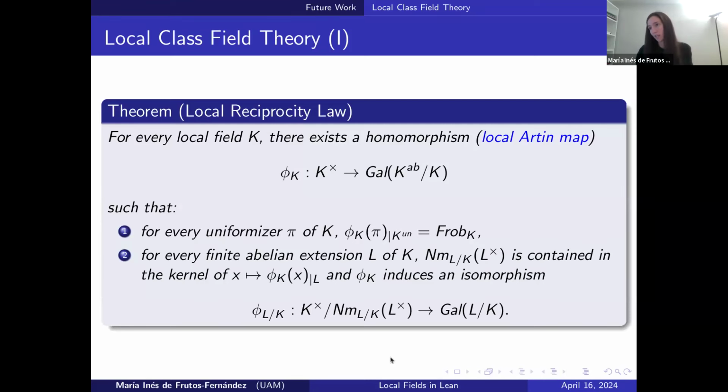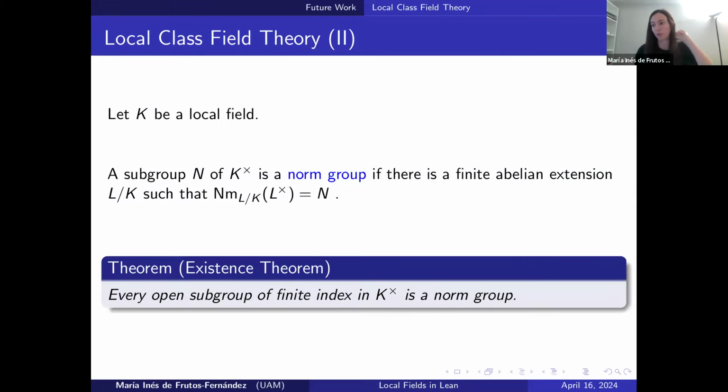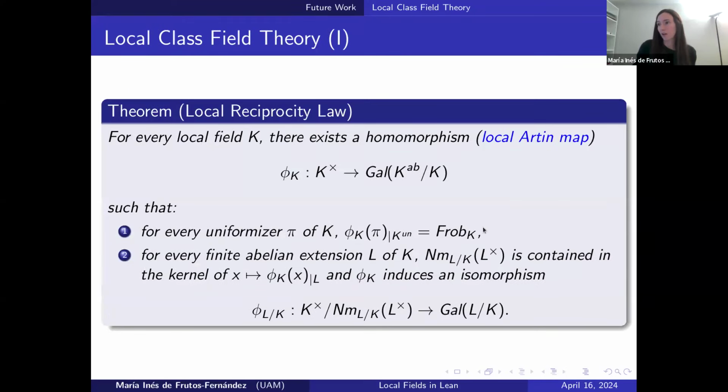And then once this is proven, we would also like to prove the local existence theorem. Quickly, this says that a subgroup N of the units of K is a norm group if there is a finite abelian extension L over K such that the norm group of the units of L is isomorphic to this group N. And the statement of this theorem is that every open subgroup of finite index in the units of K is actually a norm group. But for now, we are focusing on the first theorem.